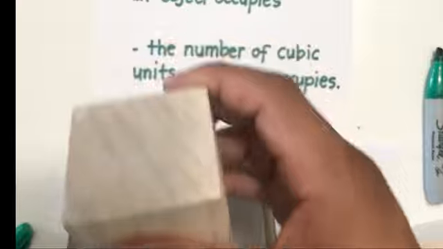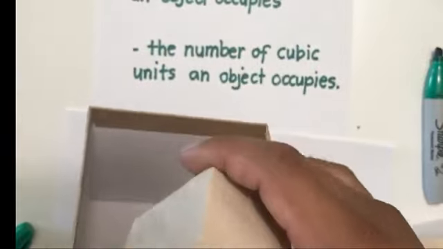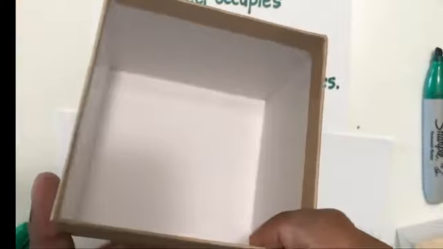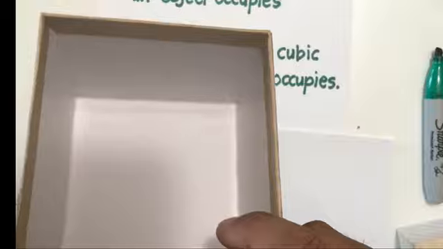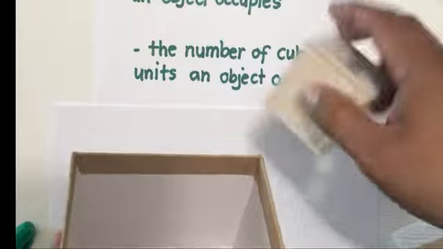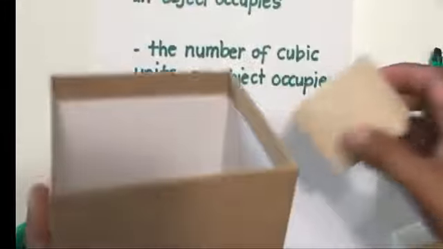So the choice of cubic units is very important when you compute for the volume of a solid object. If the object is very small, then you might use cubic centimeters. If the object is like this, you might use this. So let's find now the volume of this box based on the definition given. It's the number of cubic units an object occupies. So let's put these cubic units inside.